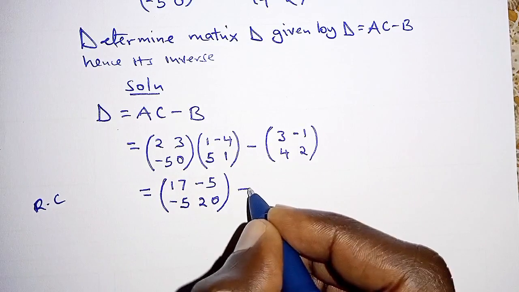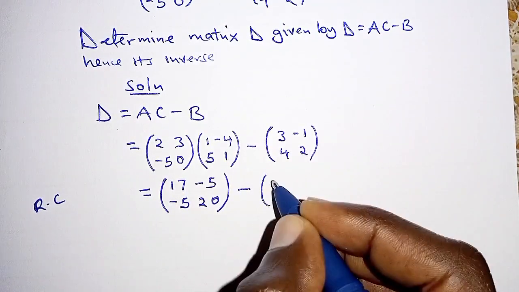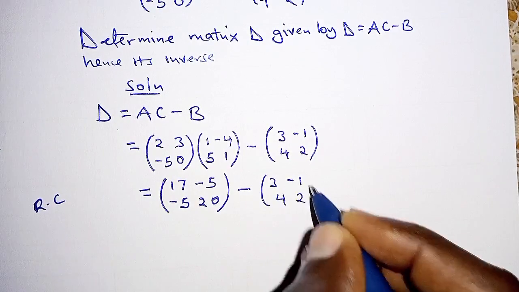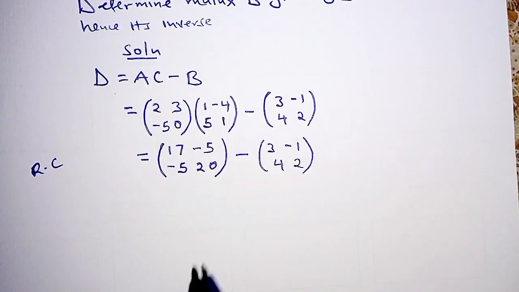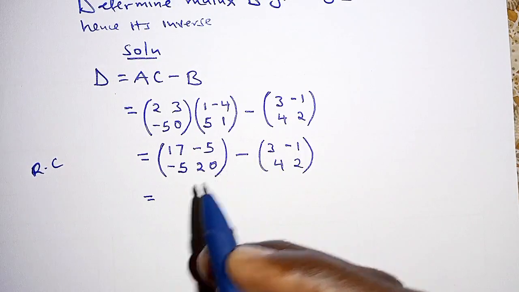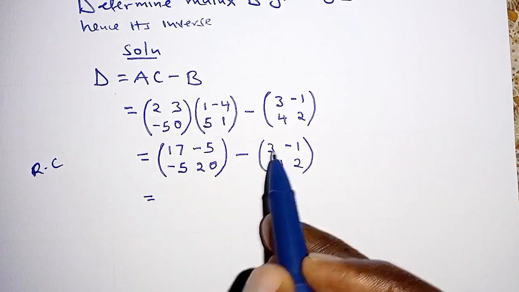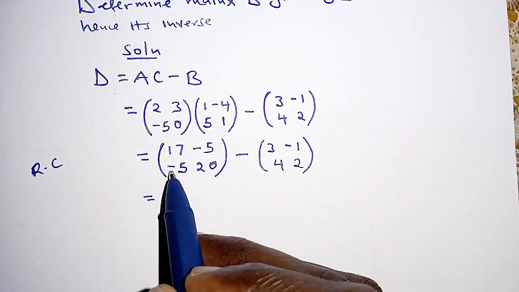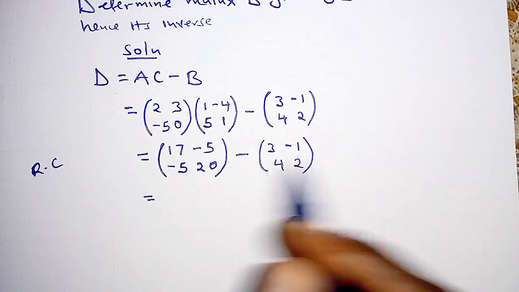And then we subtract B, B is 3, negative 1, 4, 2. From here, we are going to subtract the corresponding elements. Now 17 corresponds to 3, negative 5 corresponds to negative 1, negative 5 corresponds to 4, and so on.